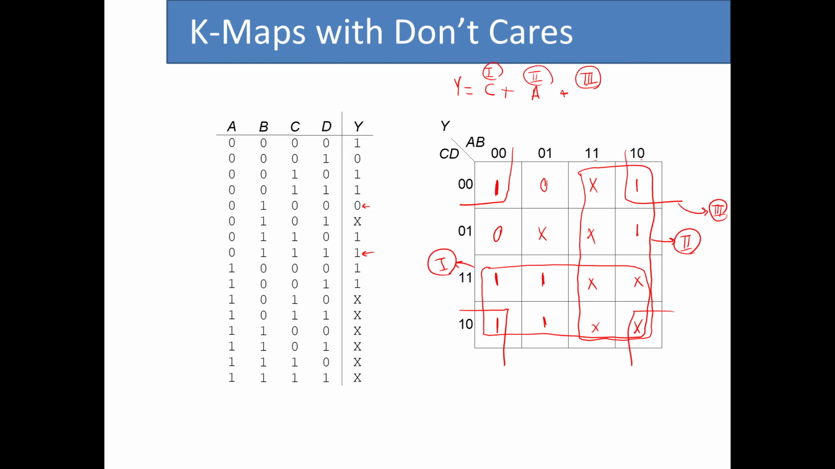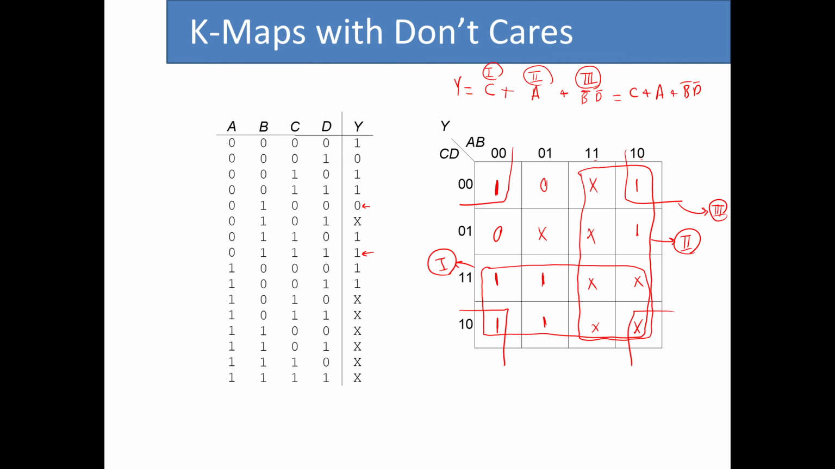And now for the third one. The third circle is all the ones at the corner. So as you can see, for all these ones, the value for A is both 0 and 1, so it is not included. The value for B is always 0, so we have B bar. The value for C is both 0 and 1, so that means C is not included. And the value for D is always 0, so we have D bar. So the final function is C or A or B bar, D bar.